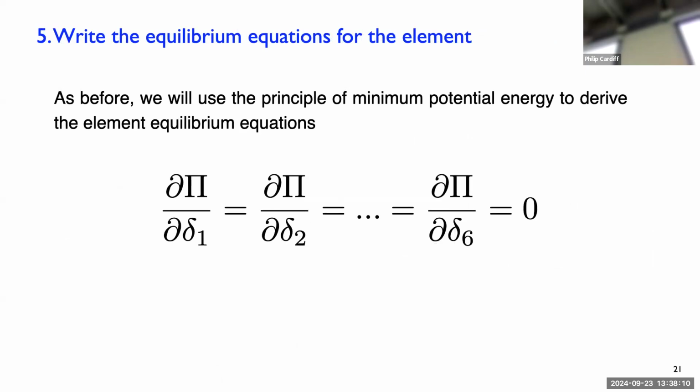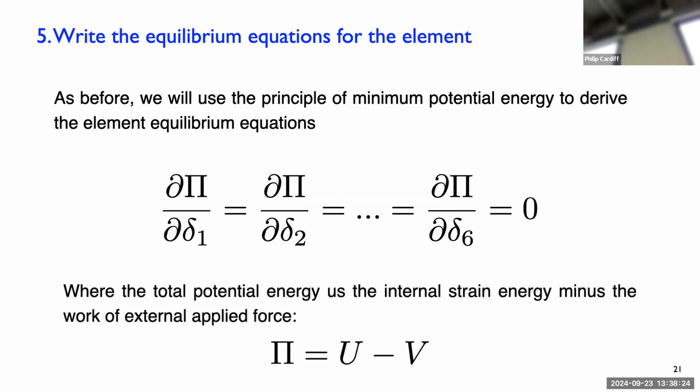Okay, so then the last step to get our stiffness matrix for this triangle is we're going to use this principle of minimum potential energy to derive the element equilibrium equations. If you remember when we did this for the spring, we only had one scalar unknown, and one side of the spring was fixed, the other was not. We said, well, if we apply a force, the spring will move, and we'll get a certain displacement.